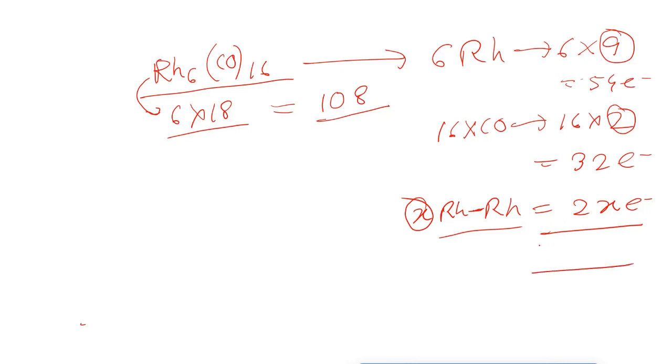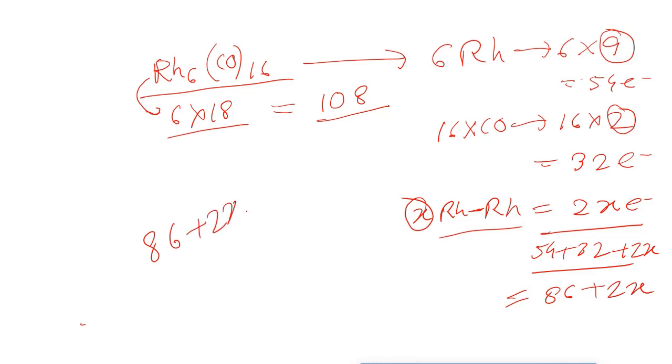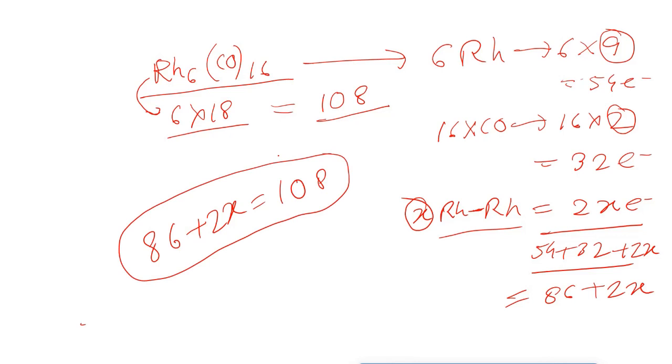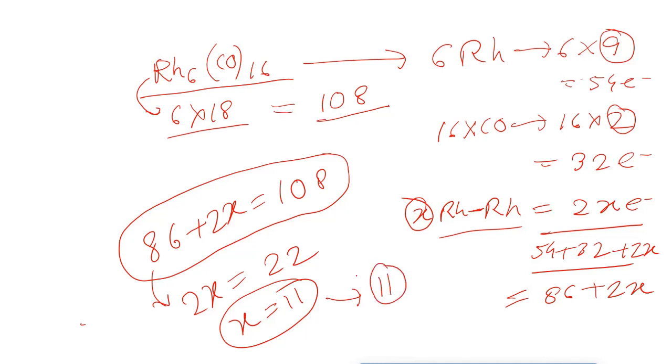So the total electron count will be 54 plus 32 plus 2x, which equals 86 plus 2x. Now this 86 plus 2x should be equal to 108 if the total Rh6CO16 molecule is obeying the 18 electron rule, right? So if you calculate this, then 2x will be equal to 22. Then x will be 11. So the total number of metal metal bonds present is 11. So there are a total of 11 rhodium bonds present.